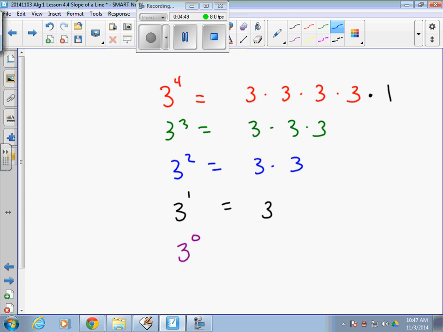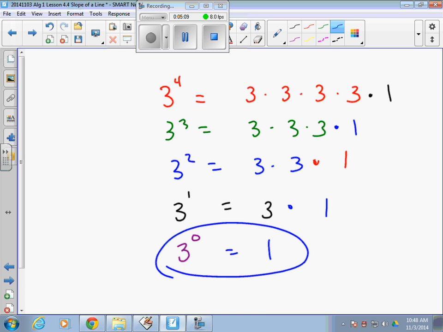The same thing's true with the next one. 3 to the 3rd power is not 3 times 3 times 3. It's actually 3 times 3 times 3 times 1. 3 to the 2nd power is not 3 times 3. It's 3 times 3 times 1. And 3 to the first power is not 3, it's 3 times 1, which leaves that 1 still comes down. And that's the reason anything to the 0 power is 1.